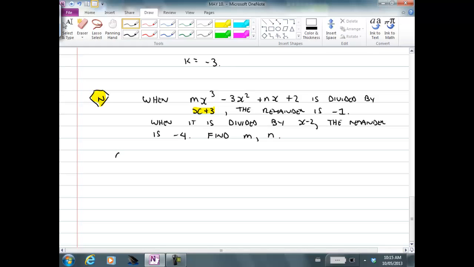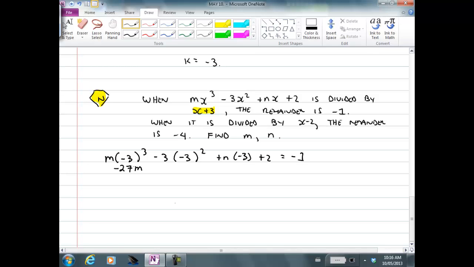So I go negative 3 cubed minus 3 negative 3 squared plus n times negative 3 plus 2, and I said equal to negative 1. Wait, I forgot the m. There's an m missing. I want you to simplify this right now. Take a minute and simplify. You haven't done anything, just simplify this. I'm going to make sure you have this part correct, because this is a crucial part.